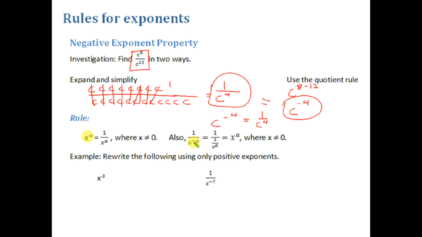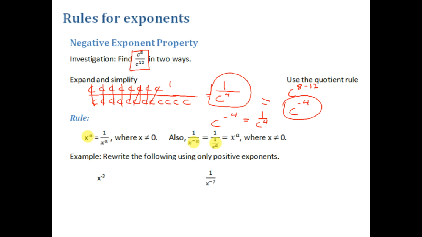So here the negative a is in the denominator, which we can use our quotient rule on, and that simplifies just to x to the a. So if there's a negative exponent in the numerator or denominator, it can be moved to the other one and you drop the negative.